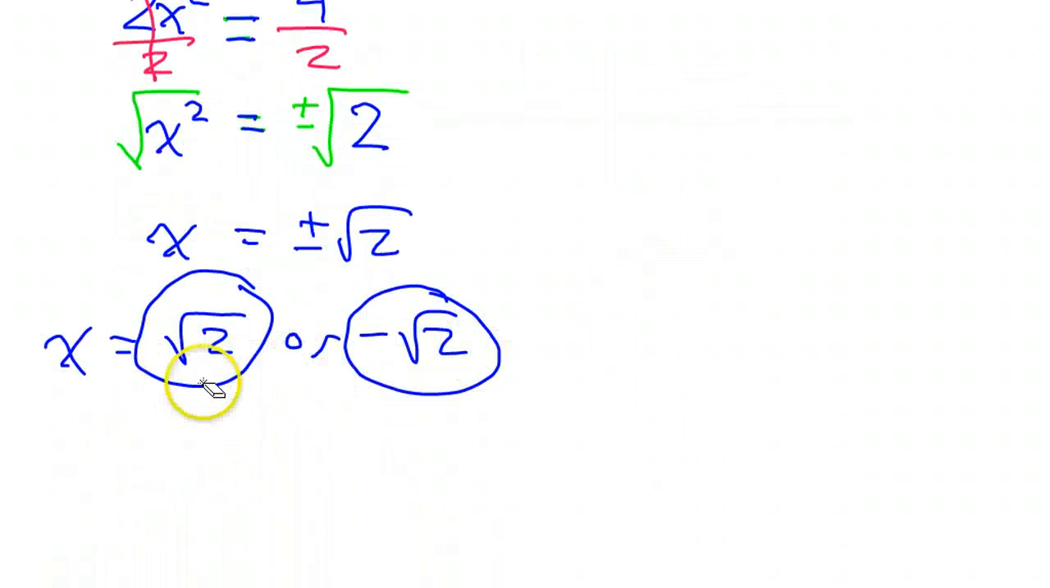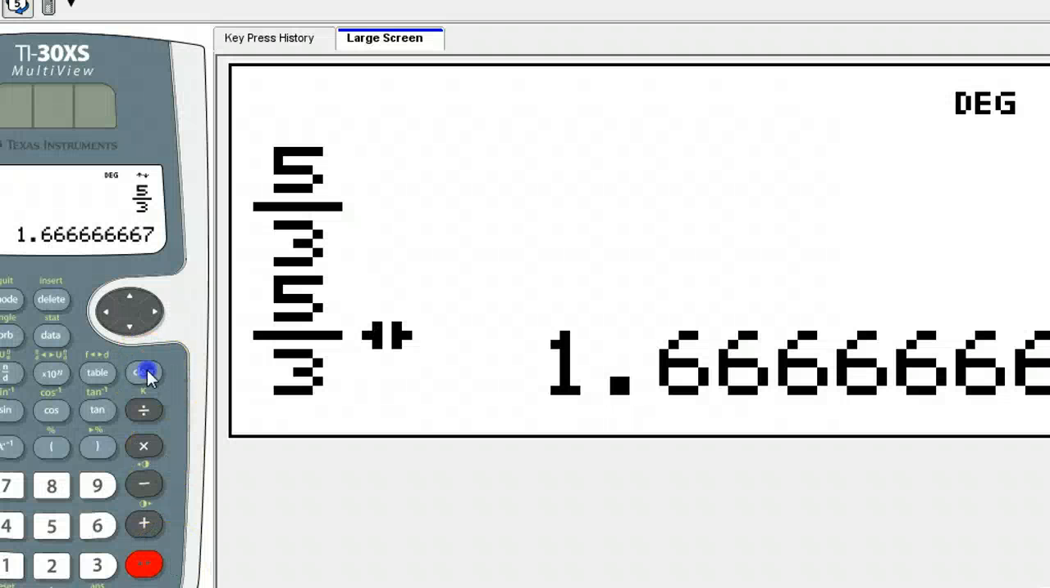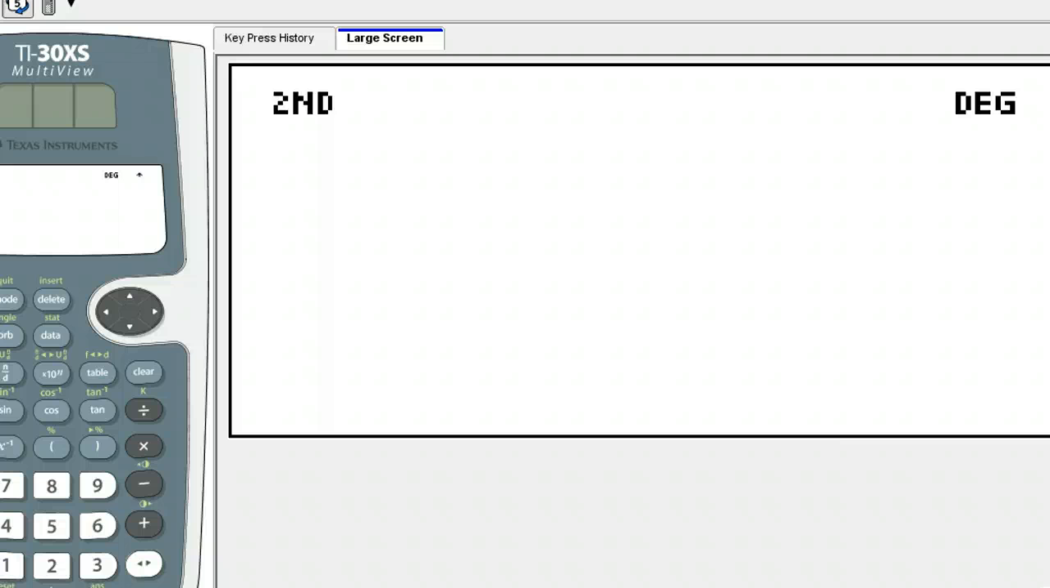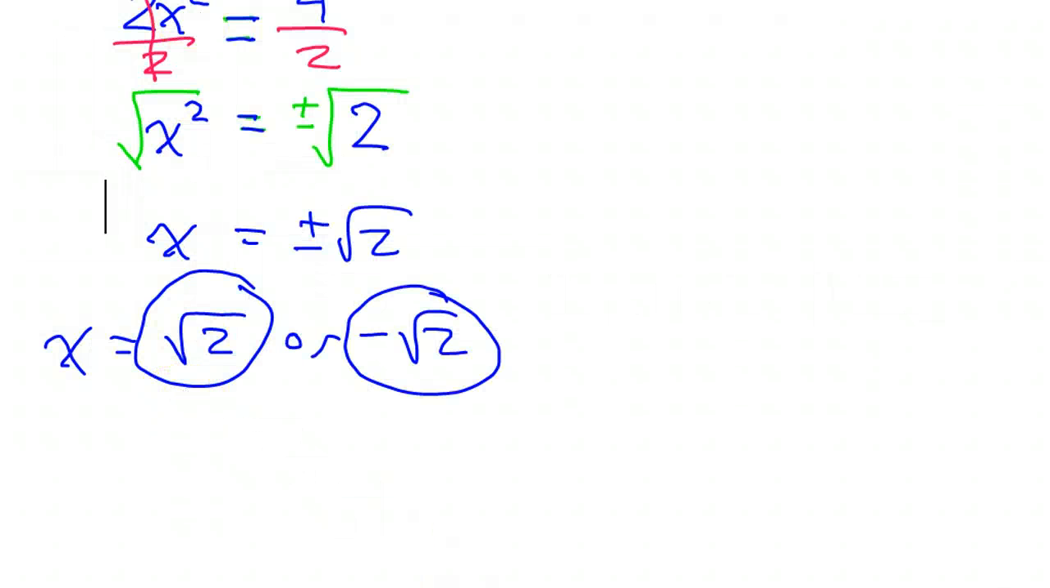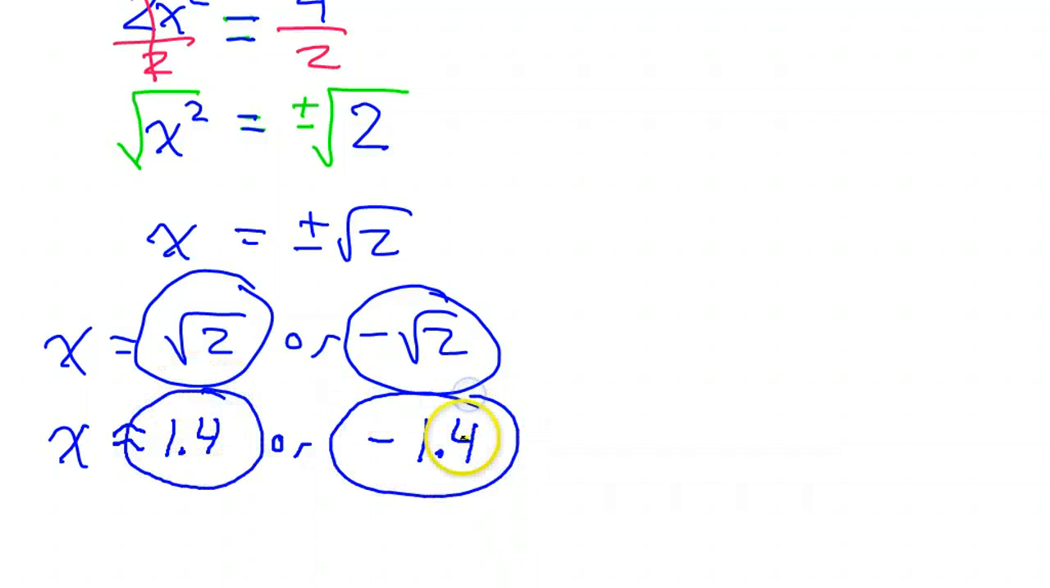Also, these square roots are probably not too meaningful to you in terms of where to put them on the number line. But if you need to know, just remember, we can always put this in the calculator and do the square root of 2. We find out that it's approximately 1.4. So we're talking about 1.4 or negative 1.4. Keep all of that in mind.